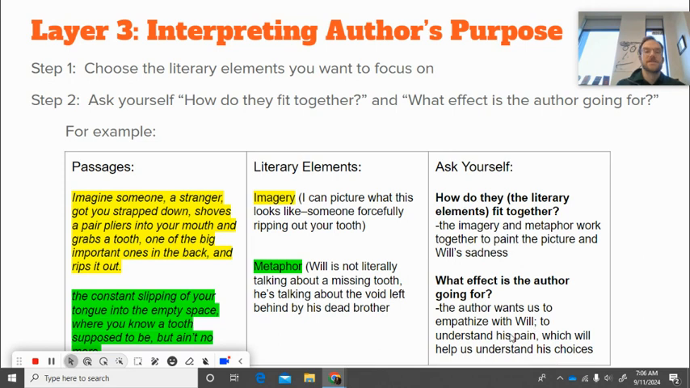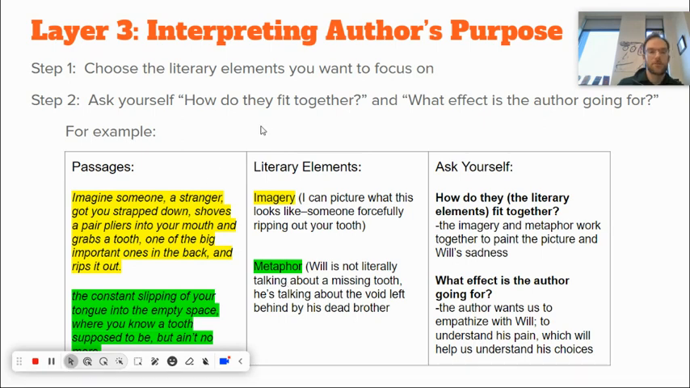We have to understand the pain he's in, which is going to help us understand his choices later in the book. When he chooses to grab a gun and go shoot Riggs, if we don't understand that Will's in a lot of pain, we're not going to understand why he wants revenge. So the author needs us to empathize with Will, which is why they use imagery and metaphor to help communicate his sadness to us. And that's what I'm asking you to do in our practice activity today.